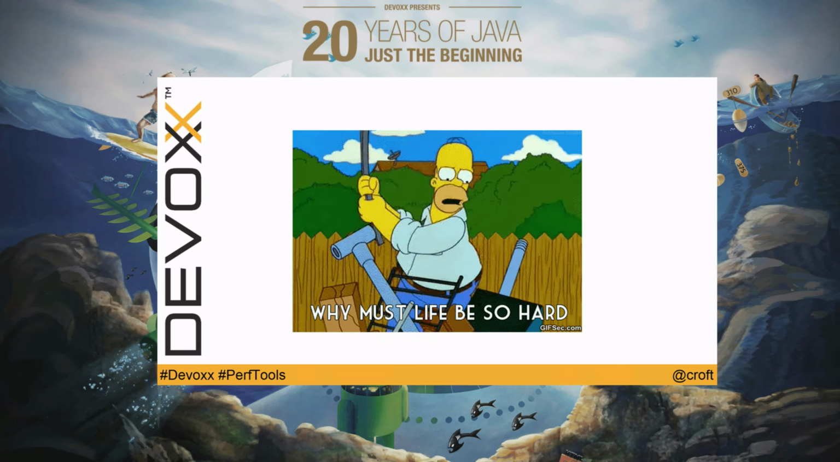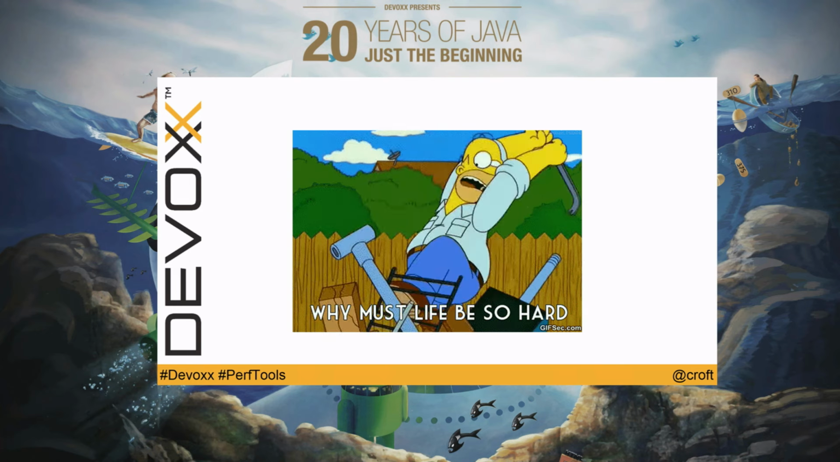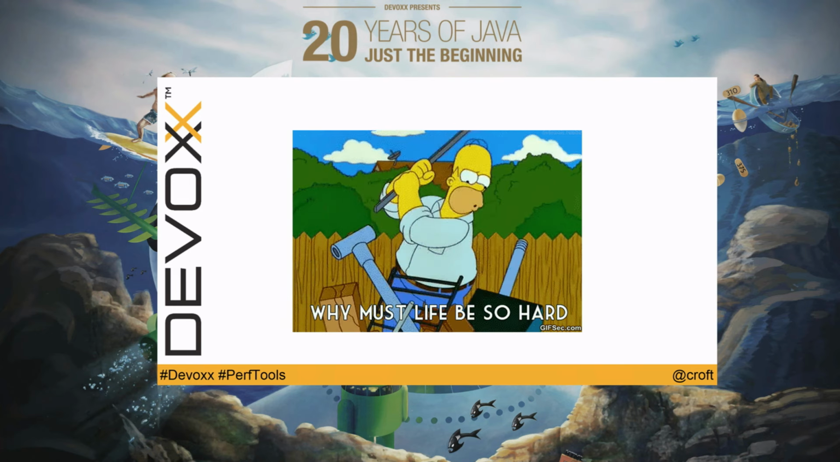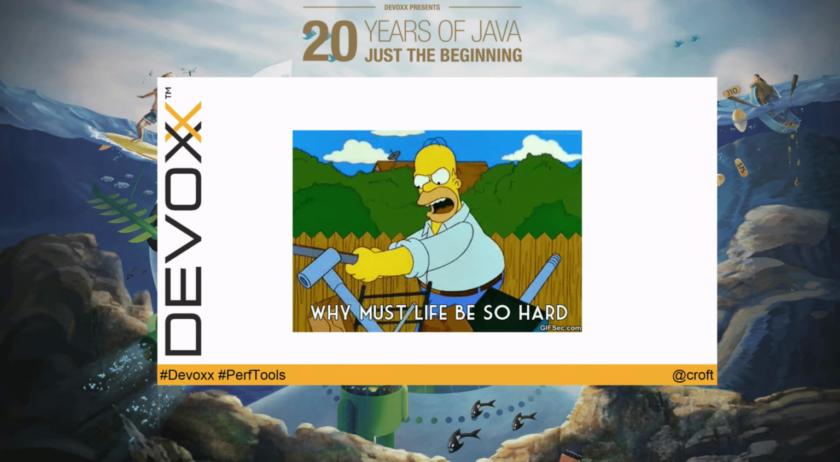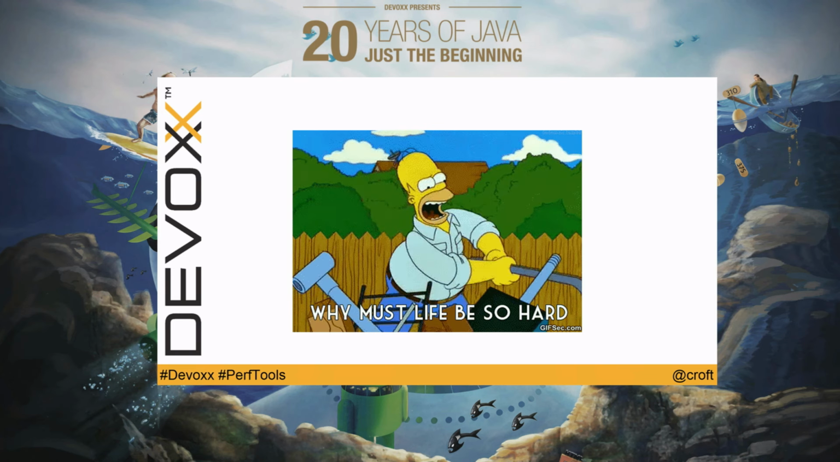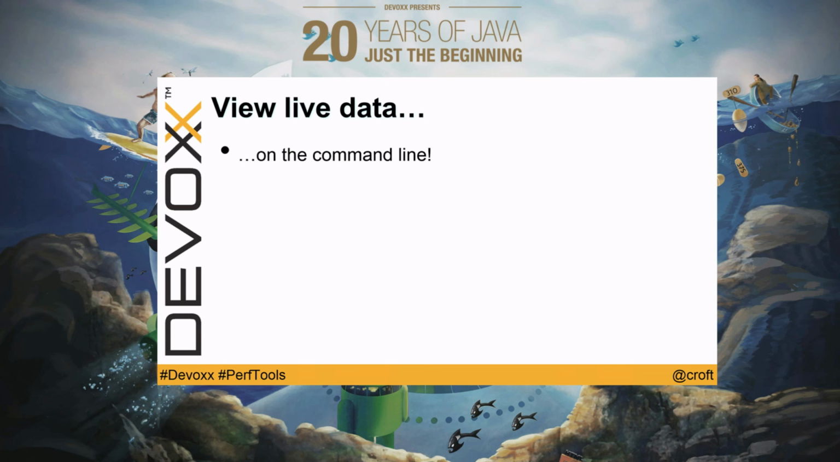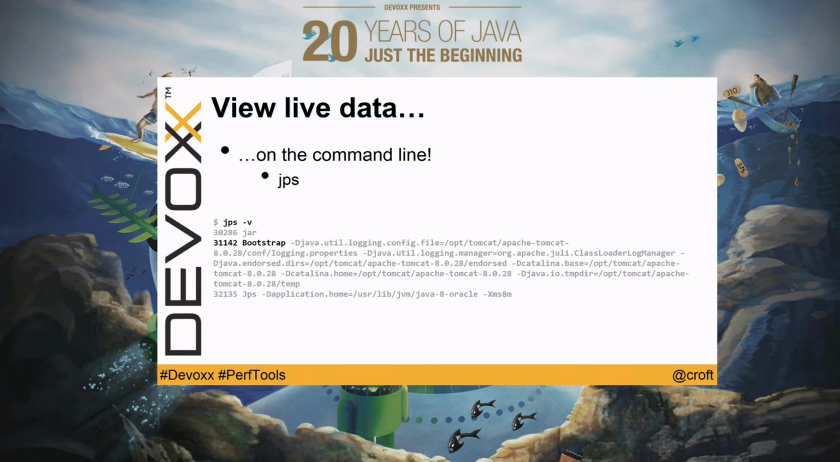So yeah, at this point, I thought, well, I just need to stay calm, take a step back, reevaluate my options, and think, well, what other tools can I get along with? So again, let's start from the beginning. Let's view live data on the command line. We don't have any graphs or any sort of nice tools like that, but what we can do is use built-in JDK tools.